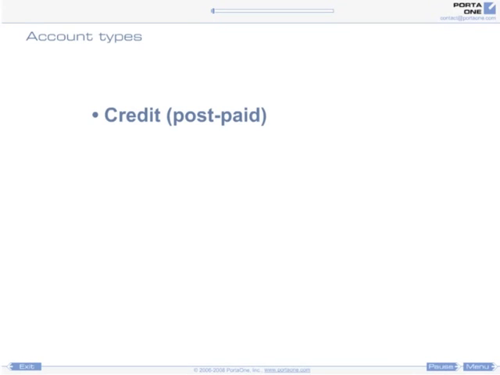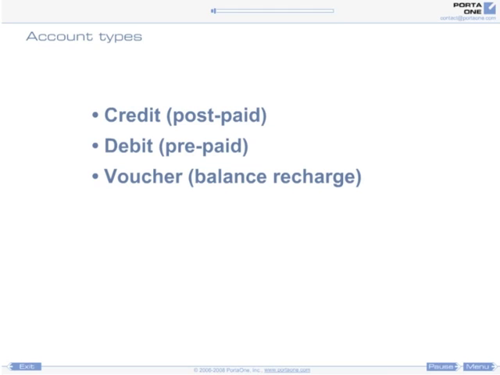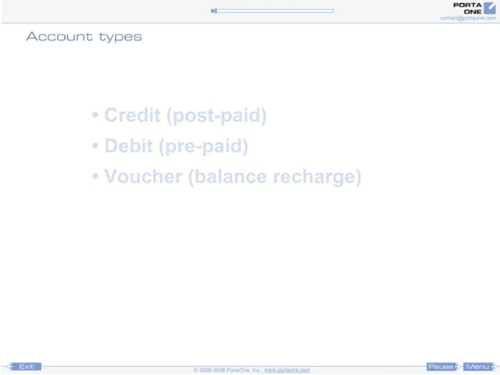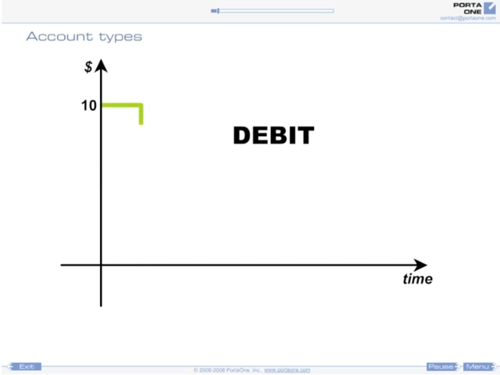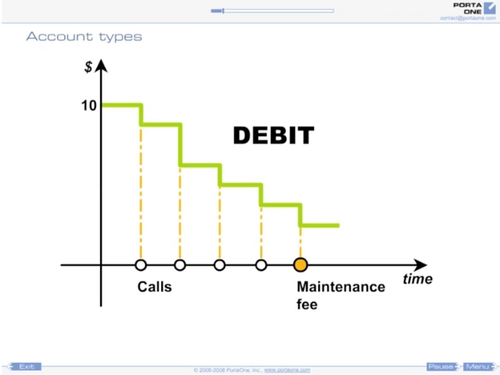Account types. There are two main account types in PortaBilling, plus one auxiliary type. Debit accounts are used for prepaid services, prepaid calling cards, for example. A debit account balance shows how much money the account has available. Typically, debit accounts start with a positive balance value, $10, $20.